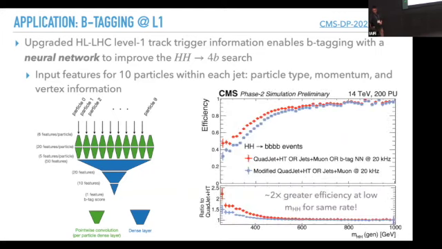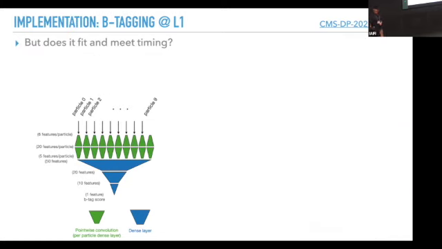In terms of the actual impact on the analysis, it can give you a factor of 2 increase in the sensitivity, in terms of the efficiency. So we can collect twice as many of these very rare events without having to throw them away at this trigger level. So it can have a very big impact.